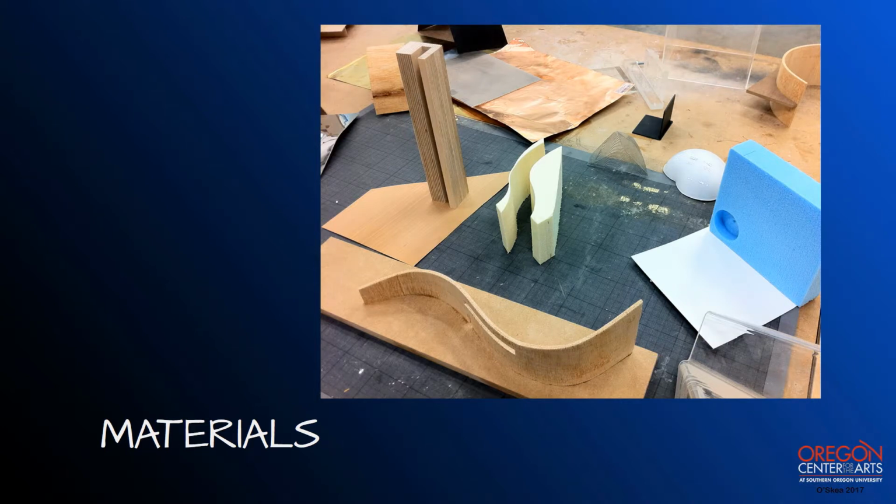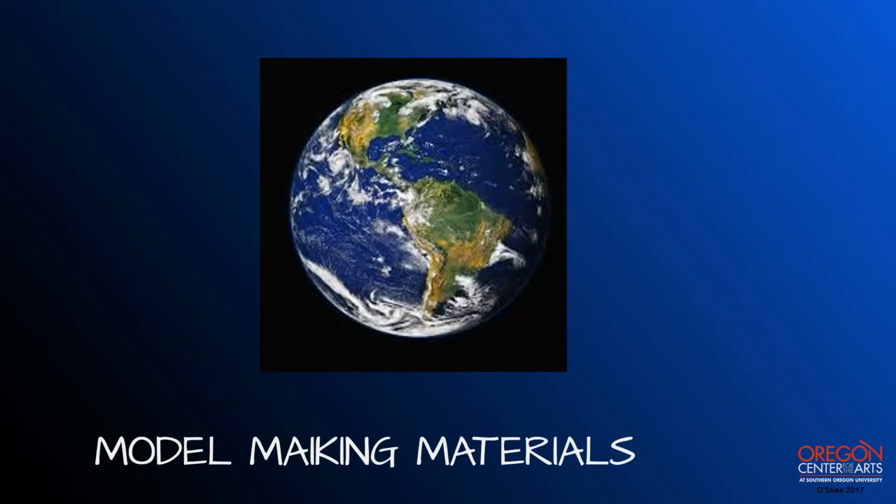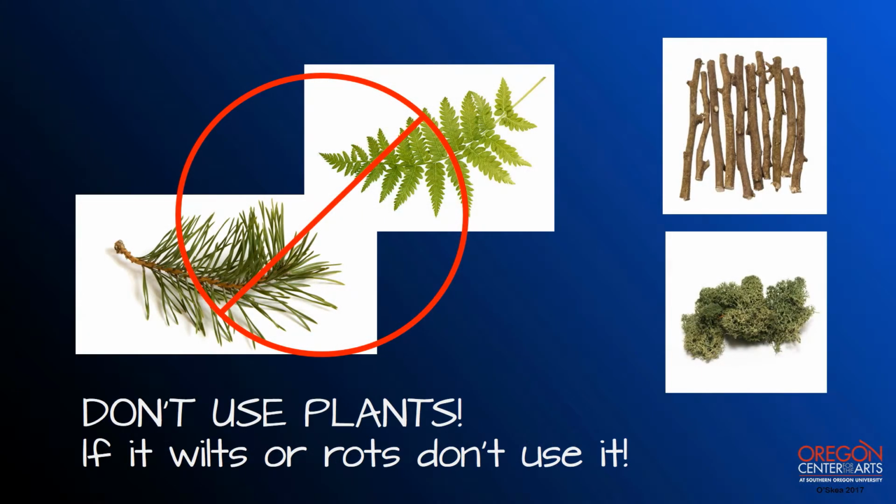Materials. So basically, model making materials, anything on earth. With one exception in my case, don't use plants. If it's going to wilt or rot, don't use it. Now the exception to that, of course, is twigs or organic material that has been prepared, like the moss that you can get in model shops for model trains or whatever. Great, those are fine. But don't put plants.